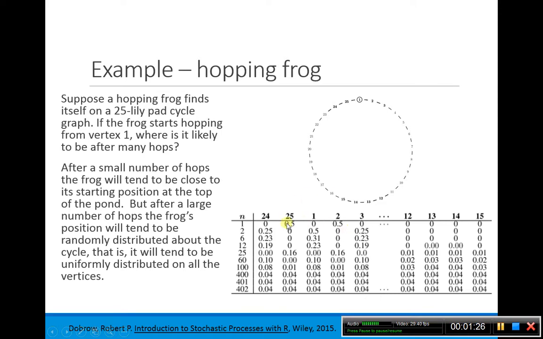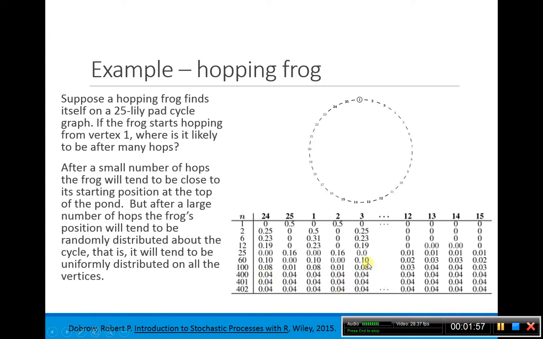Here's a table that shows a lot of hops. After one step, you have equal probability of being at either the 25 or the 2, because the frog's going to hop one way or the other. With more steps, you're still close to the ones around where the frog started initially. But notice after about 400 steps, they're all about the same.